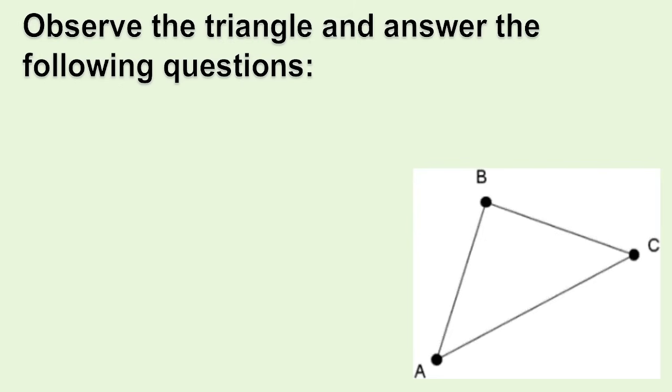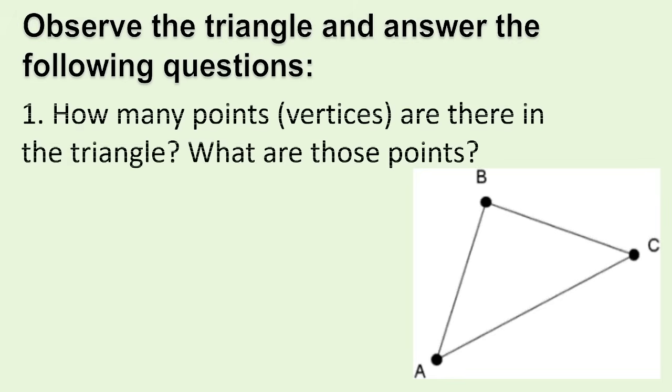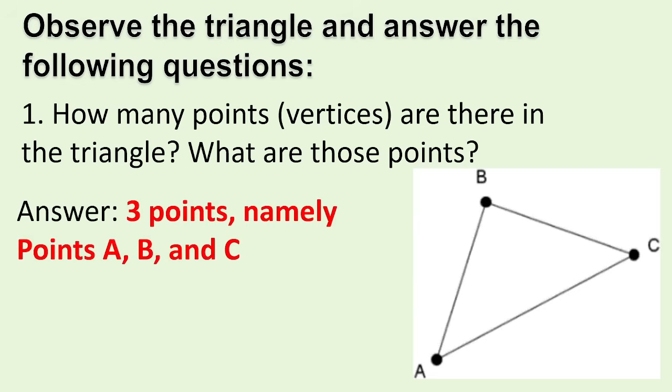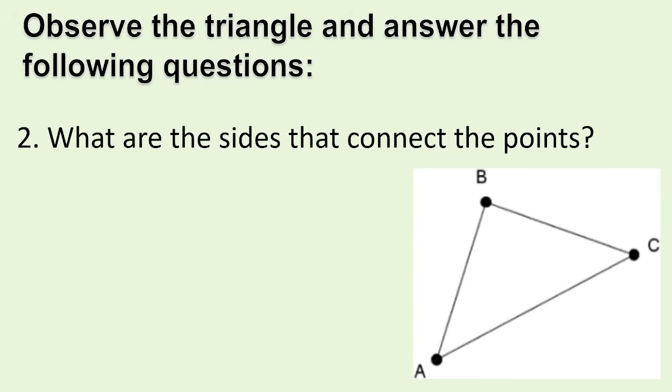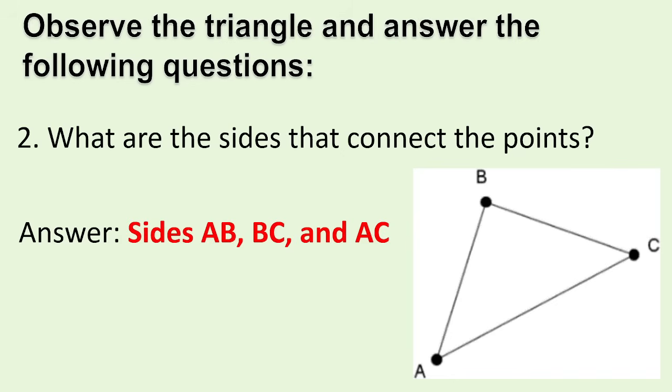Observe the triangle and answer the following questions. Number 1. How many points or vertices are there in the triangle? What are those points? Answer: 3 points, namely points A, B, and C. What are the sides that connect the points? Answer: sides AB, BC, and CA.